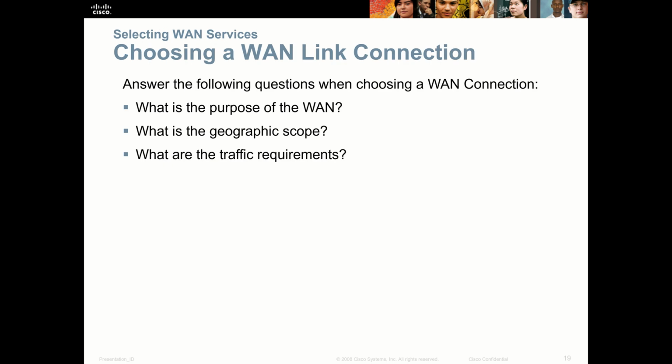So now we are at the end of the lesson. This is a self-reflection question. You need to go back and look at what is the purpose of the WAN, what is the geographical scope, and what are the traffic requirements for the WAN link.